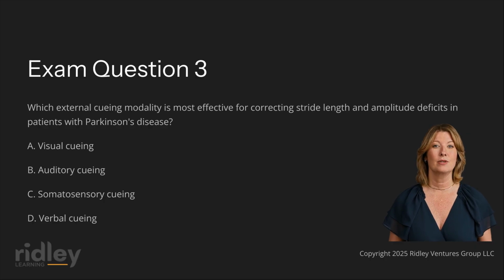The basal ganglia dysfunction in Parkinson's disease impairs the brain's ability to internally regulate movement size and scaling. Visual cues provide an external reference point that bypasses this internal deficit. Practical applications include placing tape lines or markers on the floor at regular intervals, or using laser beams projected from walkers or shoes. When patients focus on stepping over these visual targets, they can achieve more normal stride lengths that they cannot produce through internal effort alone.